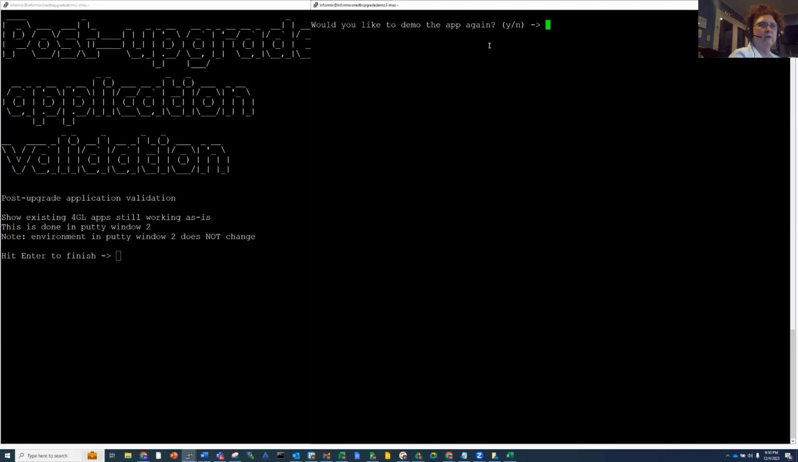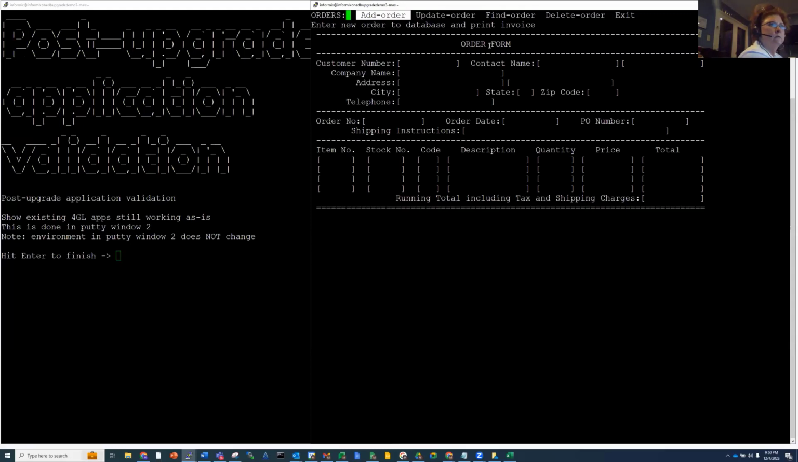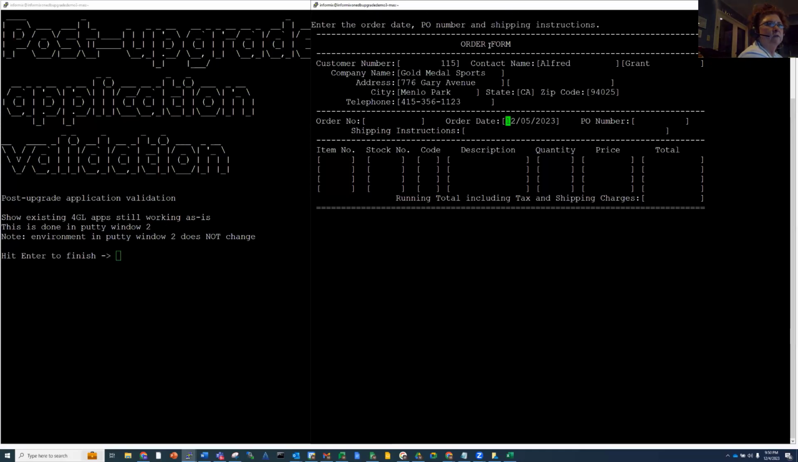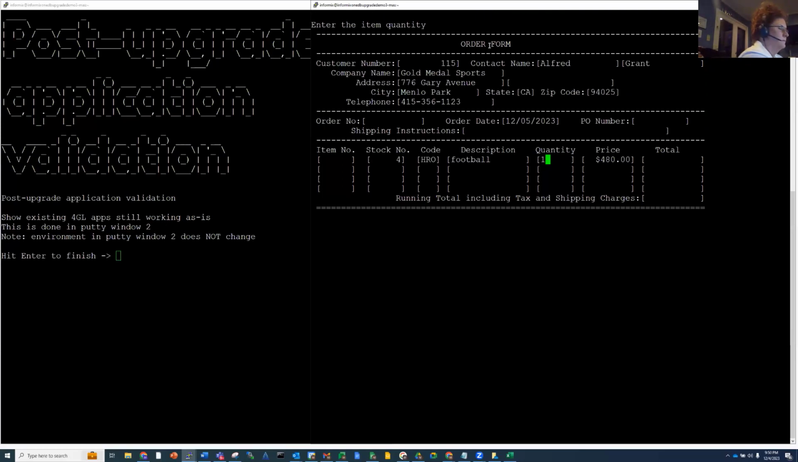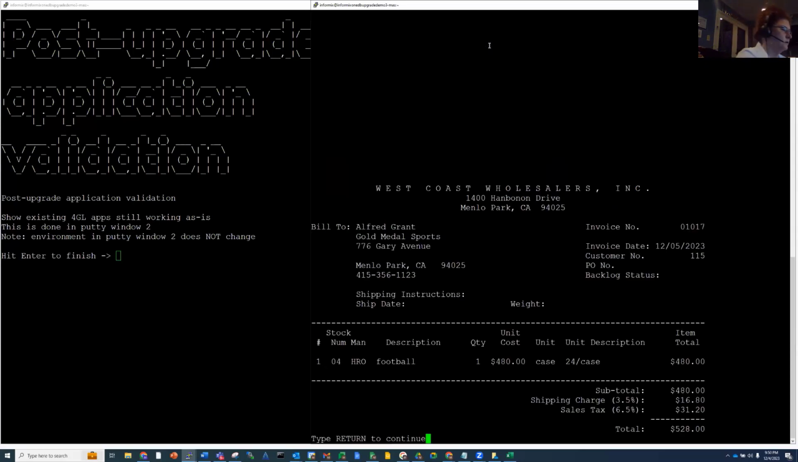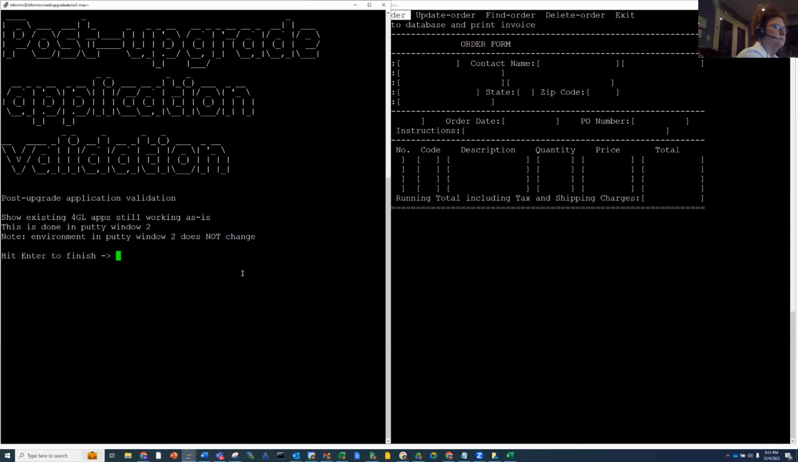Okay, what we're going to do now is demonstrate my application over here on the right again. Notice that my environment has not changed. I'm going to do the same application here. I'm going to add an order for customer 115 this time. So it works just as before. It's very important that your applications don't break. Your applications may be running in different locations in the server, so you can keep those all the same. Okay, my invoice popped out, and so my application is working just as it did before.